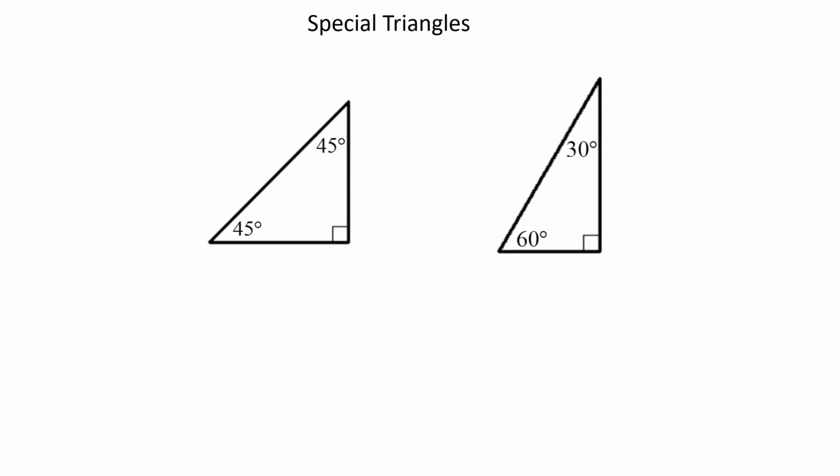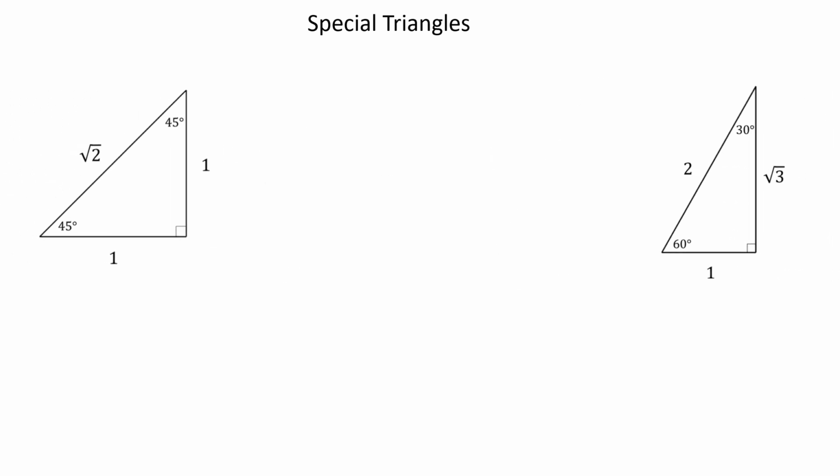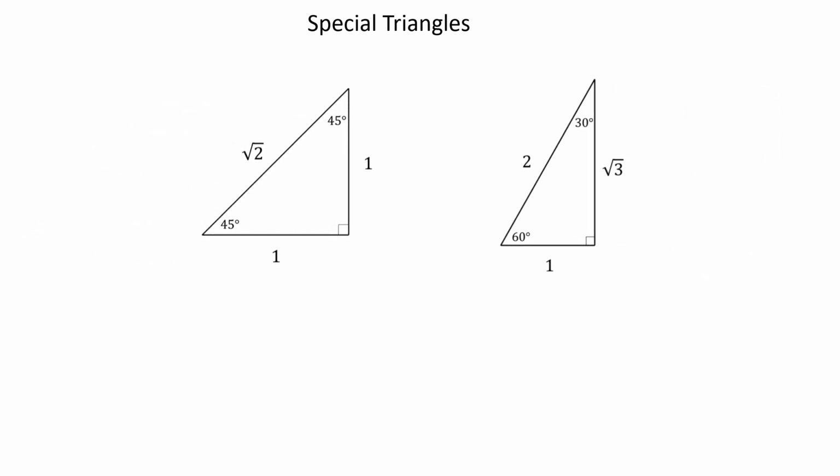There are two triangles that come up so often in math. They're called special. The long side is the hypotenuse and the other sides are legs, of course. On the 30, 60, 90 triangle, we specify which leg is the long and short leg. These are the names of the sides. These are proportions for these triangles that you should memorize. I recommend hitting pause and memorizing or copying now.